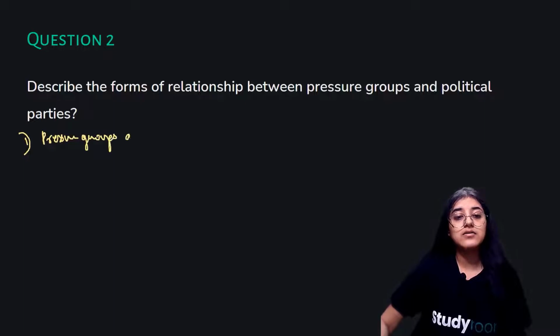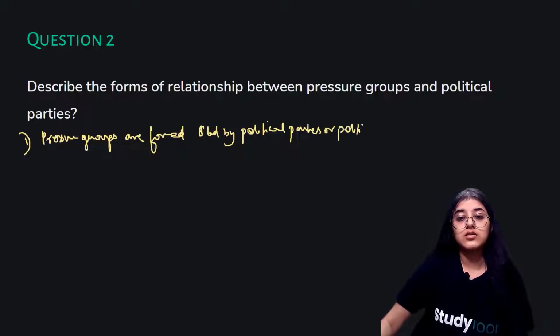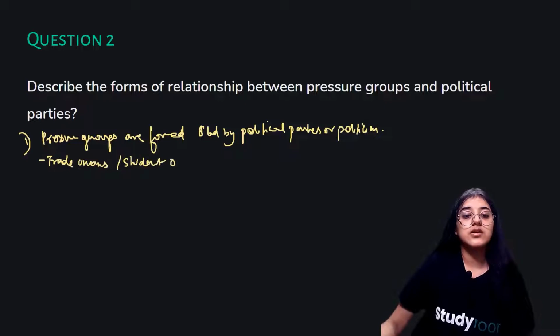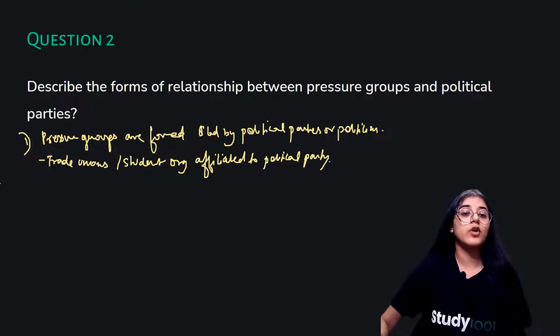So pressure groups are formed and led by political parties or politicians. Various trade unions and student organizations are more or less affiliated to these political parties, some major political parties.